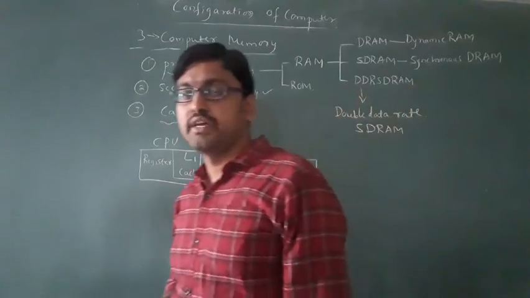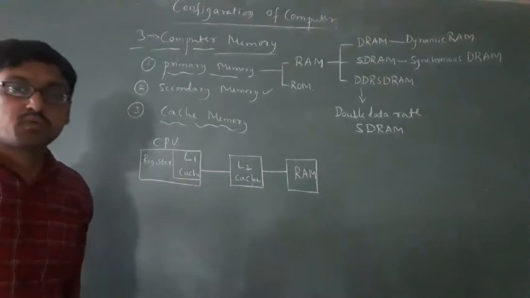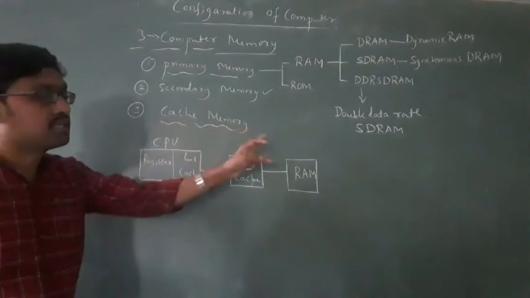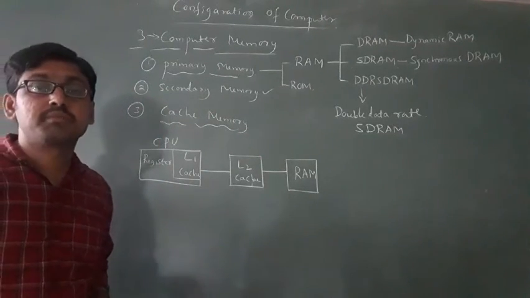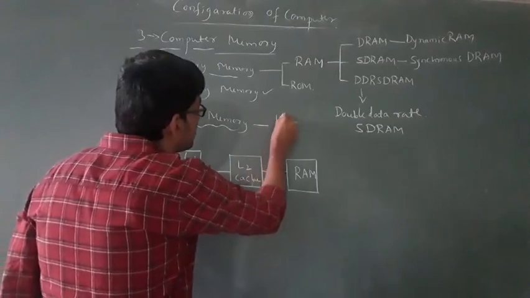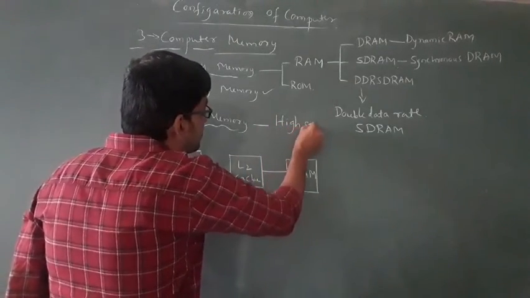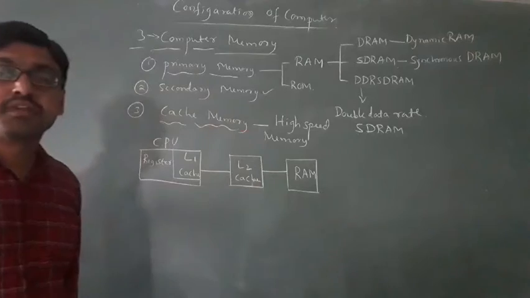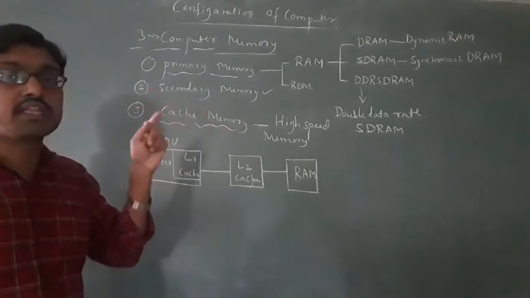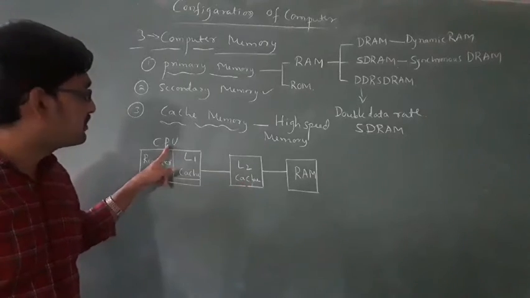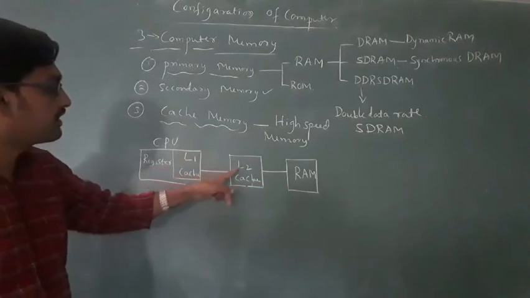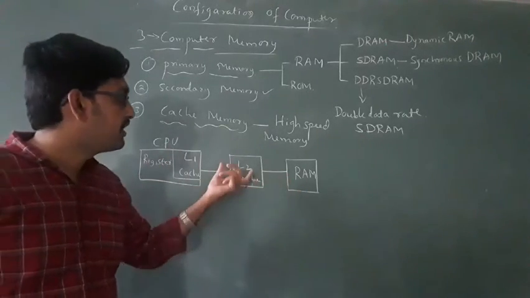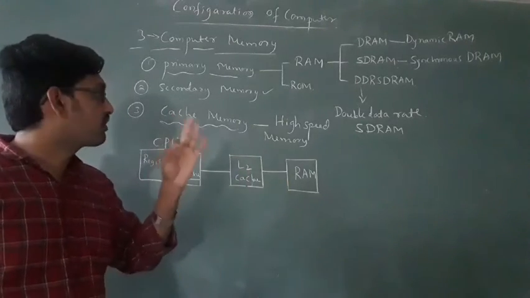They ask what is cache memory, explain the working of cache memory, and explain the types of cache memory. What is cache memory? It is also a computer memory. Cache memory is a high speed memory. Where is it placed? It is placed between CPU and RAM. In between CPU and RAM it will be placed. You have to remember this.